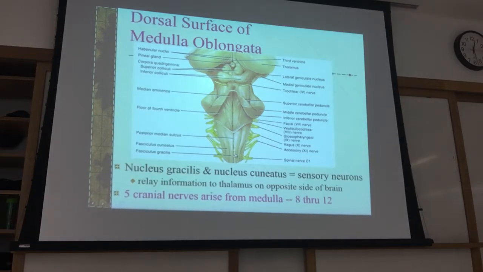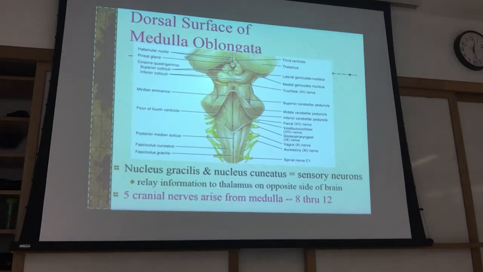That's all medulla oblongata. What about 7? 7 does not originate in the medulla oblongata. It's actually a little bit higher than the medulla. 7 is the facial nerve. It's not included in the medulla, no.